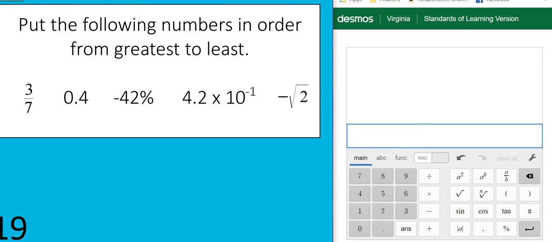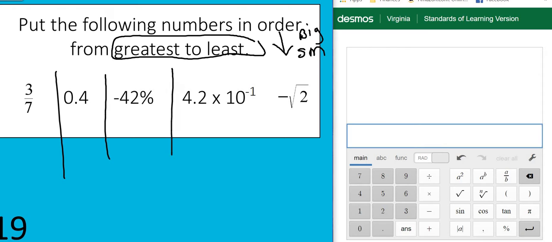Oh my, this has 1, 2, 3, 4, 5 numbers in it, and it wants them in order from greatest to least. That means we are going down. We're starting with the big and getting to the small, which is descending order. So I'm going to draw my lines. I'm a creature of habit, and it's good to be a creature of habit, actually, because then you are less likely to make mistakes. I have negative 42% there, so let's try the others.